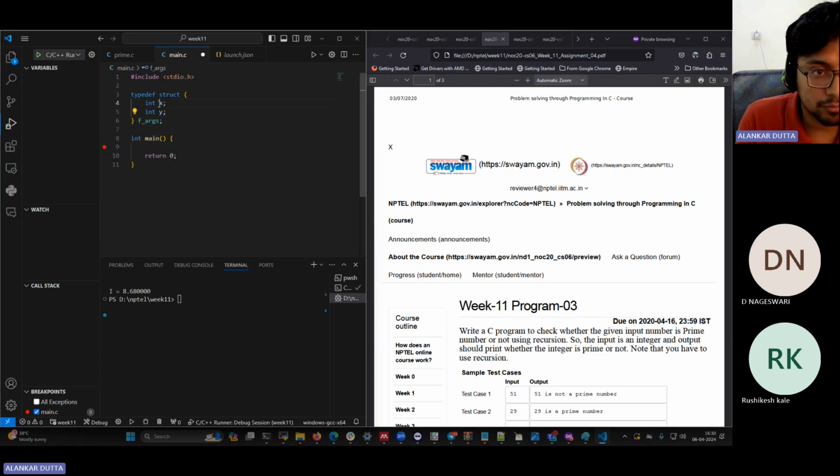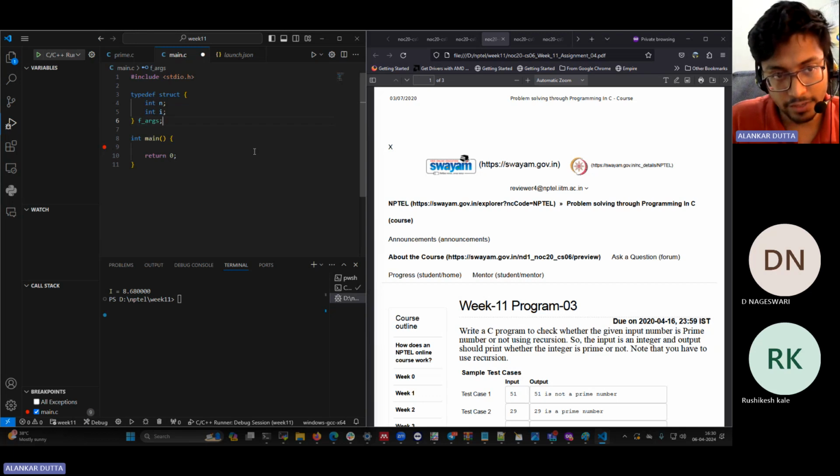There will be 2 things that we'll be having in here. One is the number n, and the other is the number I. So you divide n by I, and you see the modulus of that operation, and if this modulus is 0, then you will know that the number n is not a prime number. Otherwise it is, provided that you have exhausted all the sets.